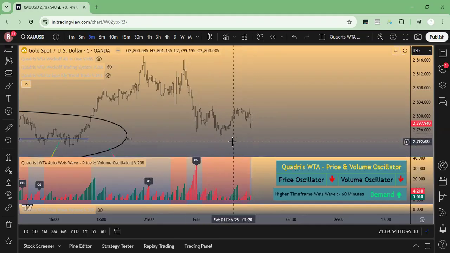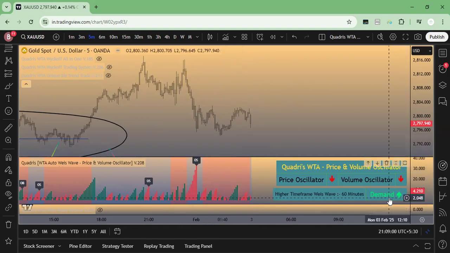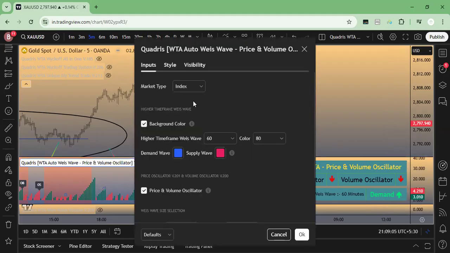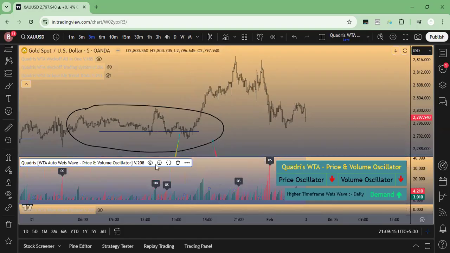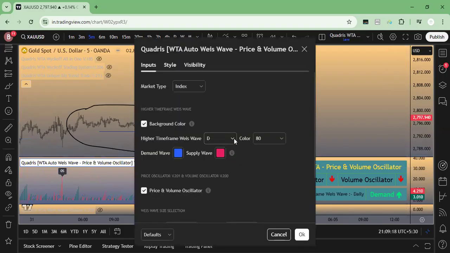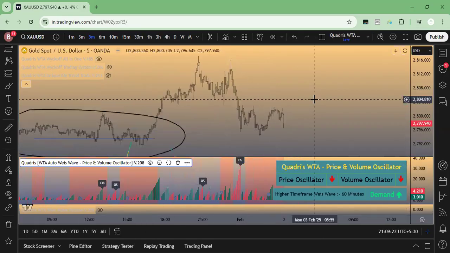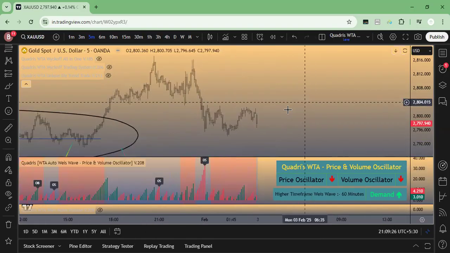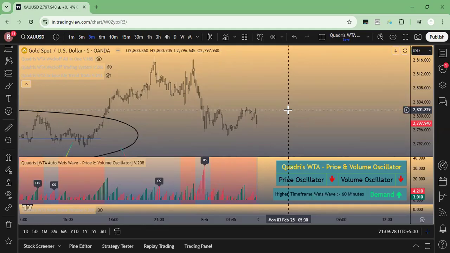So whenever a green demand signal or a supply signal is appearing based on 60 minutes, you will get the alert. Either way, here I have done it in such a manner that if you are using 60 minutes, you can use 240, that is 4 hours, or you can use it on daily. It depends on which time frame you would like to trade. For XAUUSD and EURUSD, I normally keep 60 minutes. What I feel suits my trading.